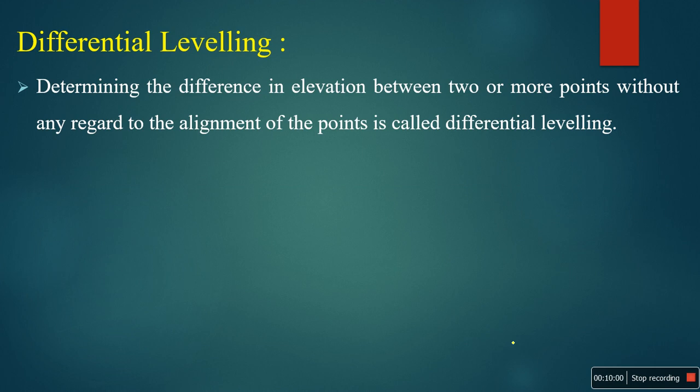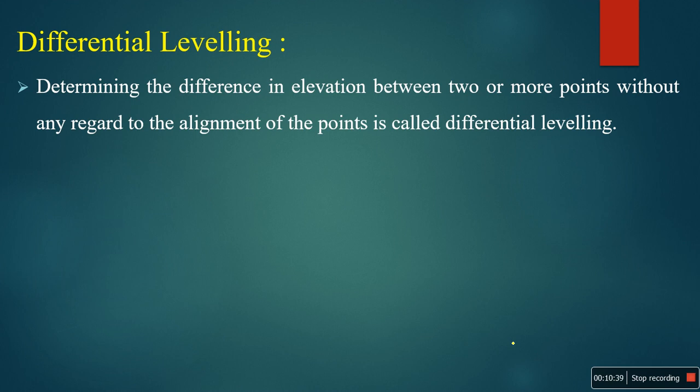What does it mean? Here also we have to find the difference in elevation of the points. Here the starting point and end point will be far away from each other, so the distances are longer. In that condition, we hold the staff along the alignment, or may not. It is not necessary to hold the staff along a straight line. You can keep it a little away from the alignment. That is called differential leveling.